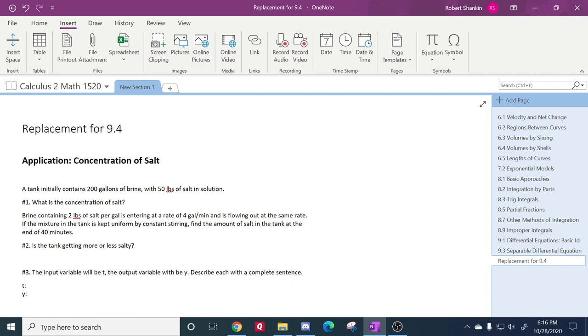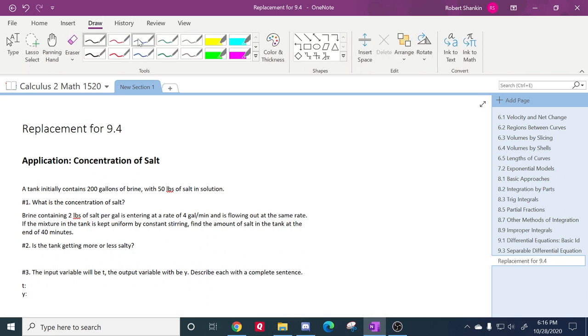Okay, and type that into your group chat. Go ahead and type that in right away. So group 2, what is the concentration of salt? We're not too sure yet. Okay, that's fine. Group 3, what's the concentration of salt?